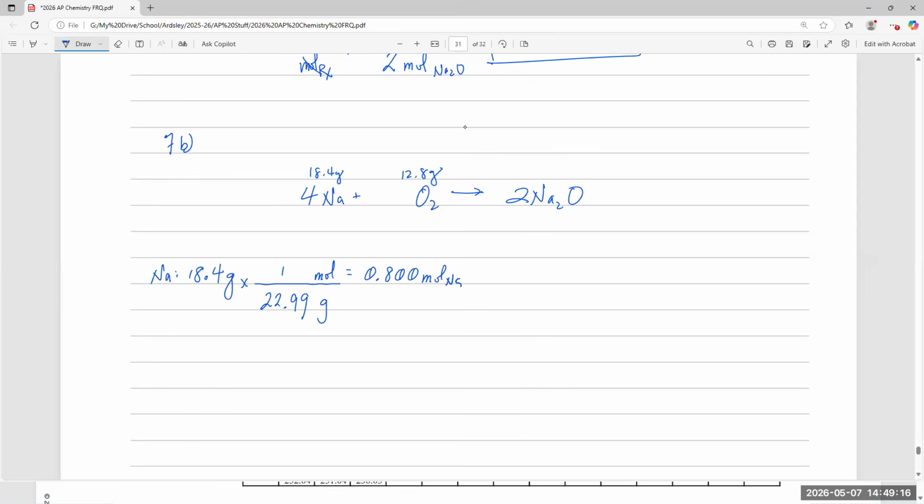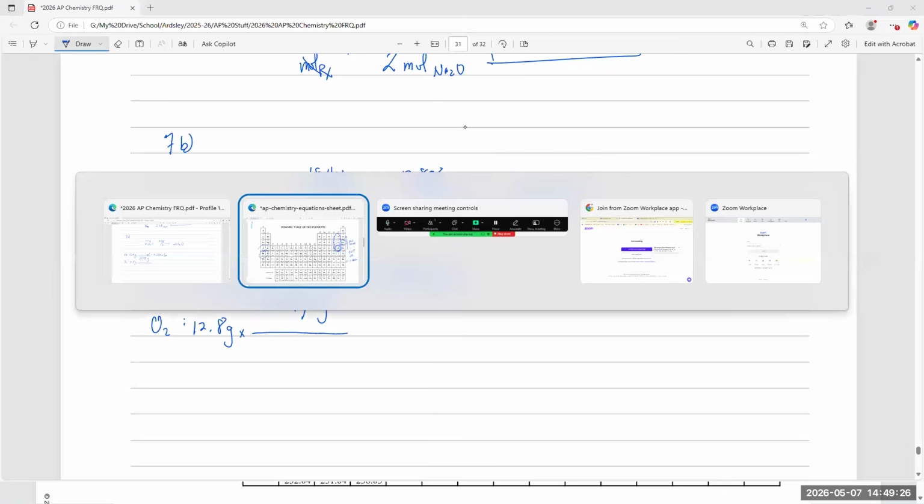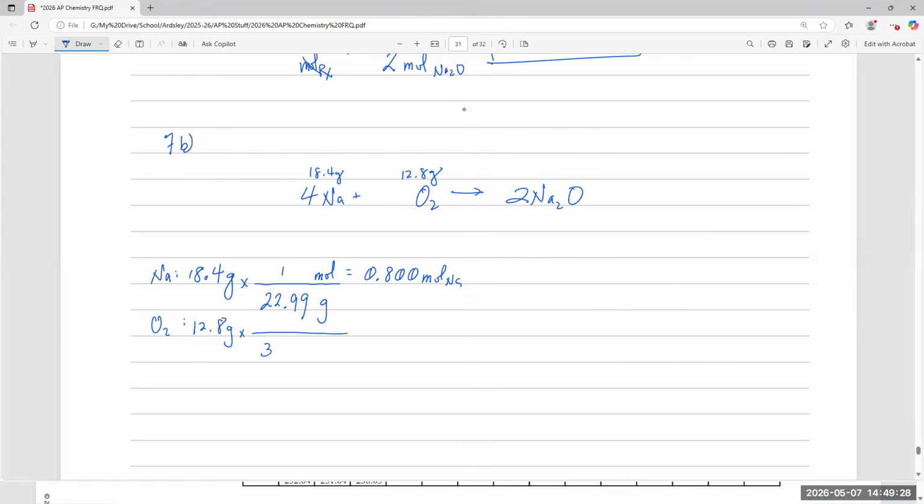Let's go for our oxygen, O2. We have 12.8 grams of O2, and each O is 16 or 15.9994. It's 16, so it's going to be 32.00 grams per 1 mole. 12.8 divided by 32 gives me 0.400 moles of O2.